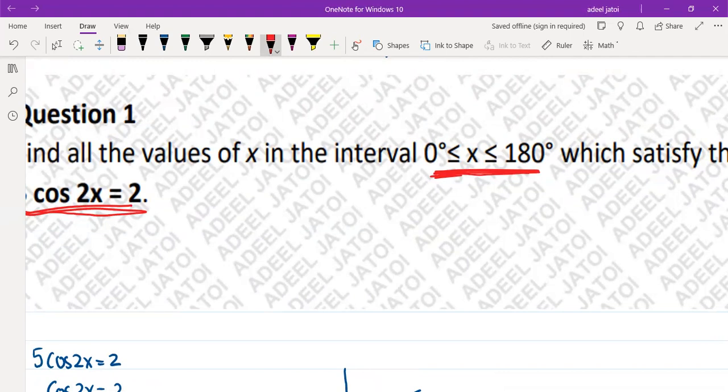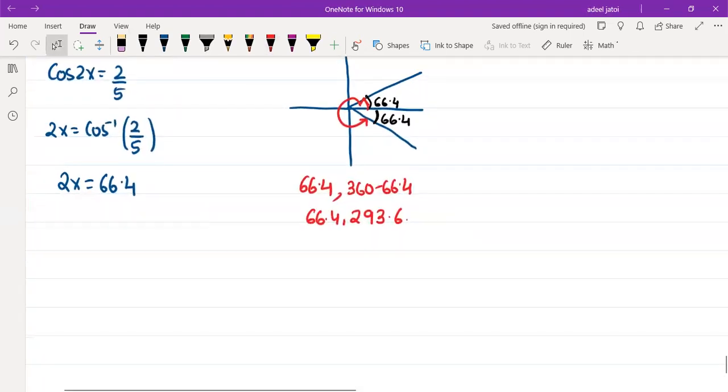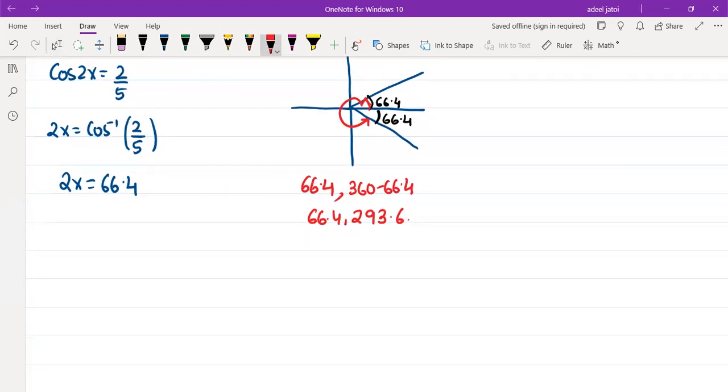If you note, my range was given already: x is greater than or equal to 0 and less than or equal to 180. If the range is given to x for a normal basic angle, will these two be my answer? No. Only 66.4 will become the answer, for normal circumstances, right?